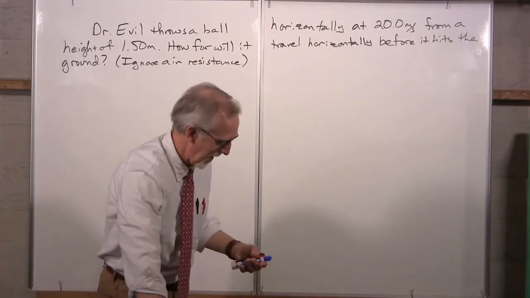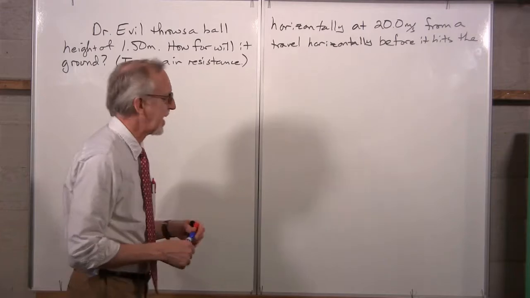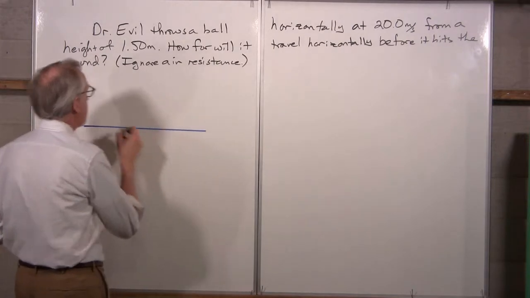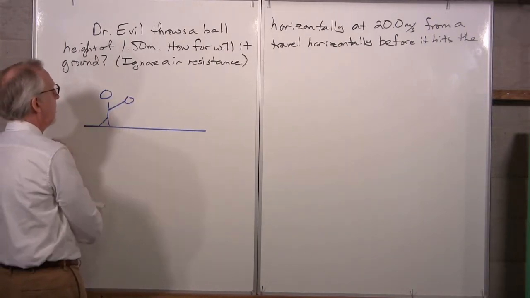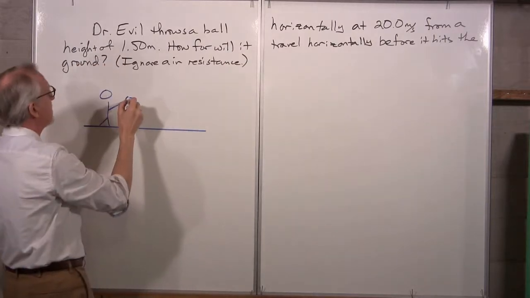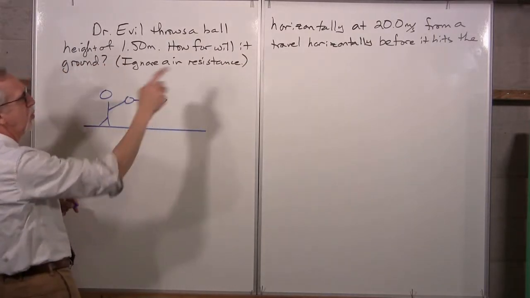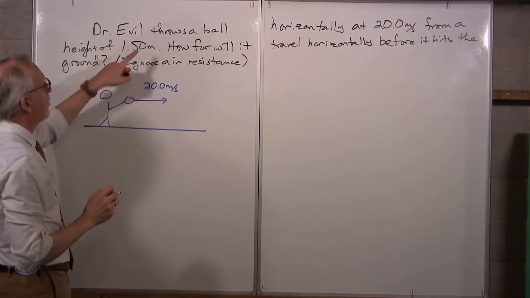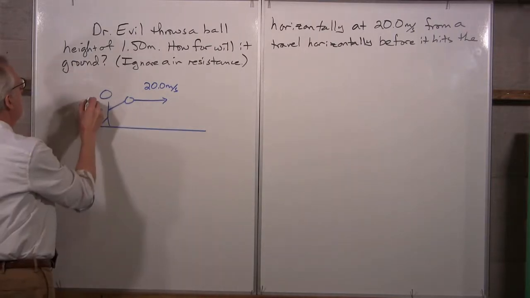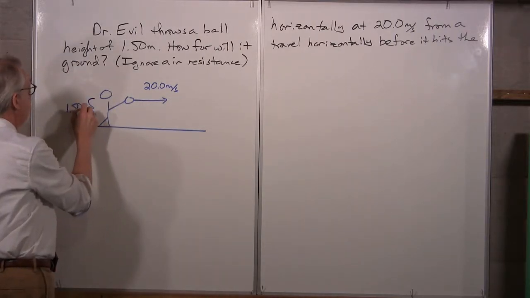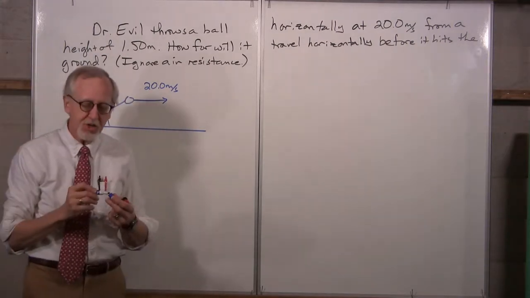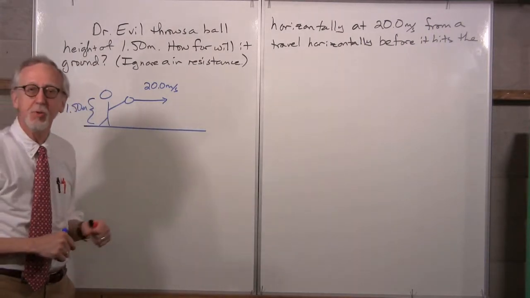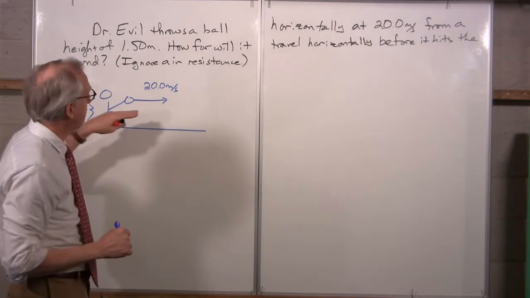So let's draw a little picture of that. It doesn't matter if you are not a good artist or anything like that. I am definitely not a good artist. Let's draw a picture. So here we go. Here's the ground. Here's Dr. Evil. Here's the ball. It's being thrown horizontally. So there it is, horizontally. We'll put this speed of 20 meters per second in there. It's 1.50 meters above the ground, so we'll say, okay, well that's 1.50 meters. We're trying to put as much information from the statement of the problem into our diagram, just so we'll be able to remember that and see it very, very quickly.